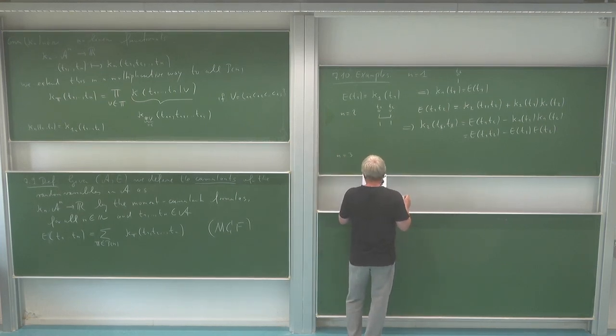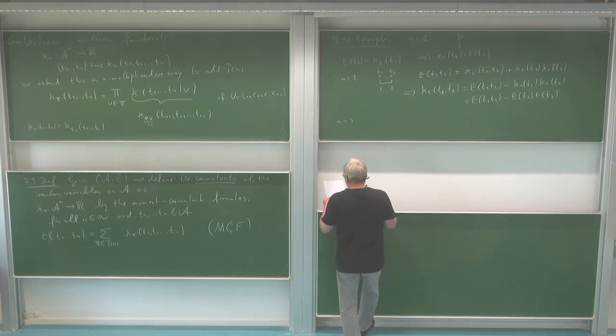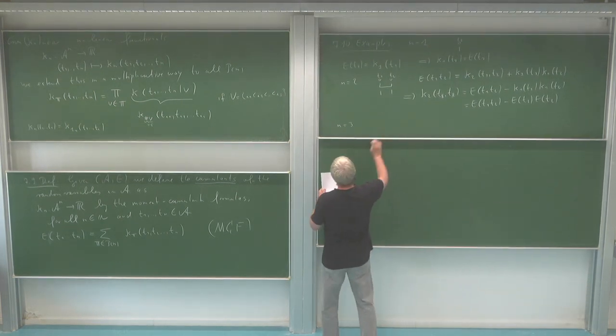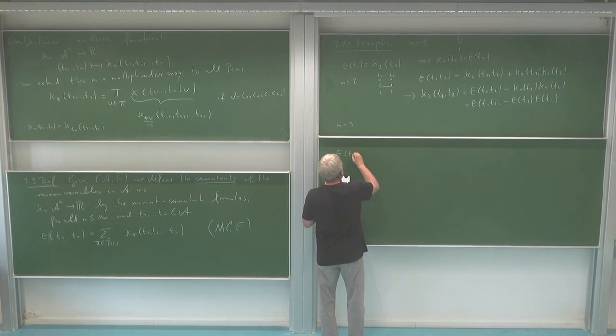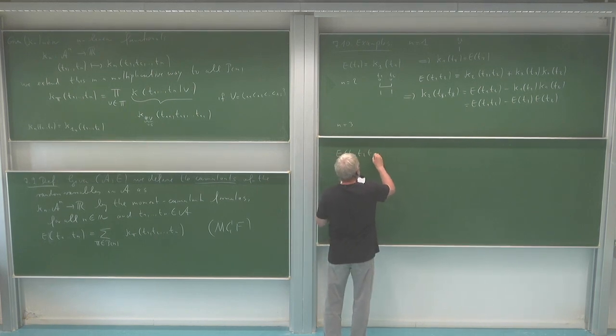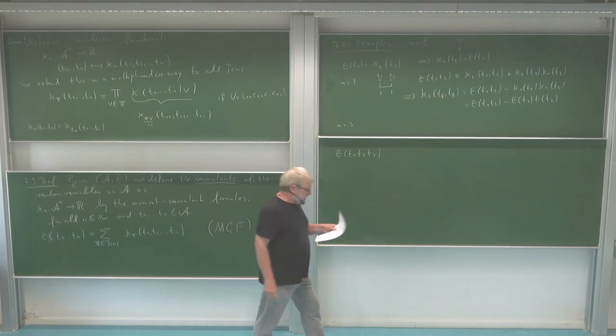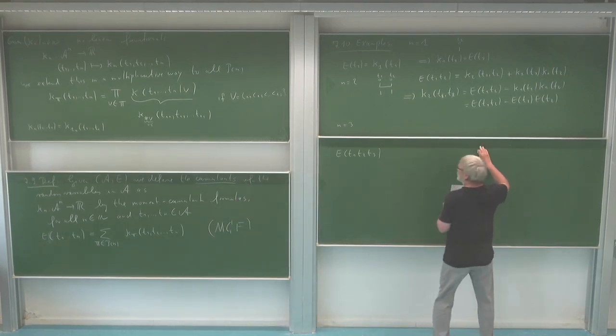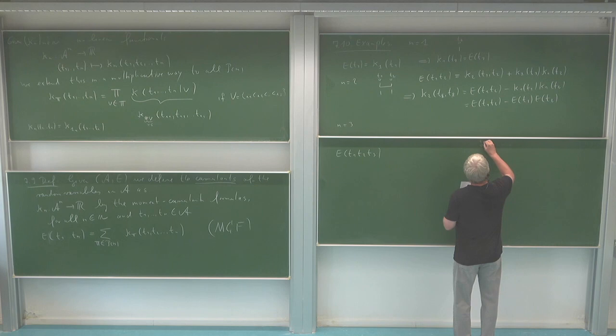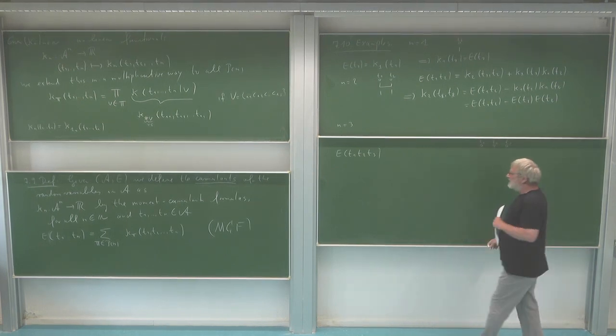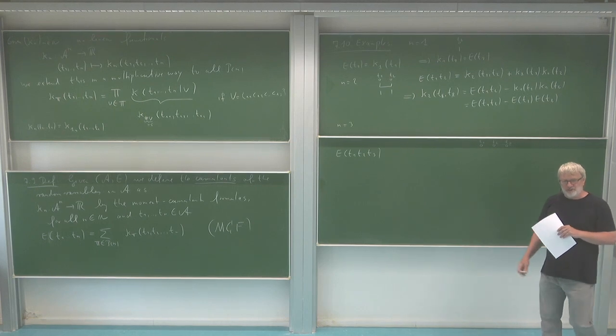Let me write it here. So I have the expectation of T1, T2, and T3, and I should sum over all partitions of 3 elements. Let me draw the picture here. So I have T1, T2, and T3. And now there are actually 5 partitions of those guys.